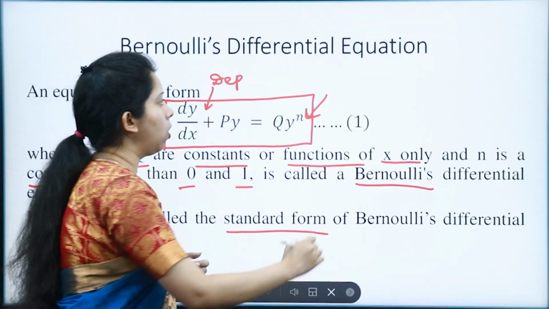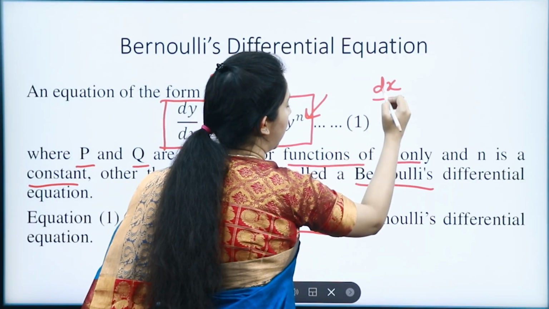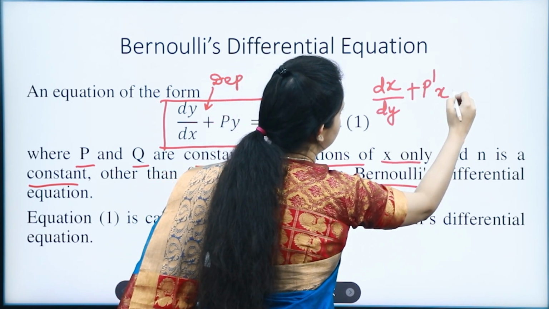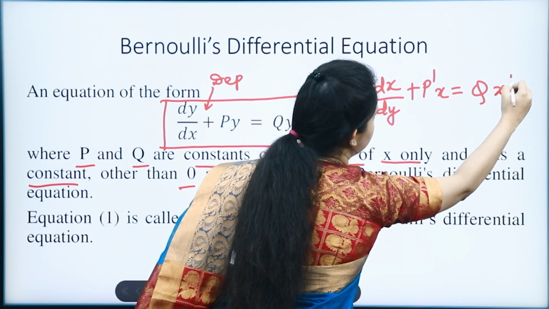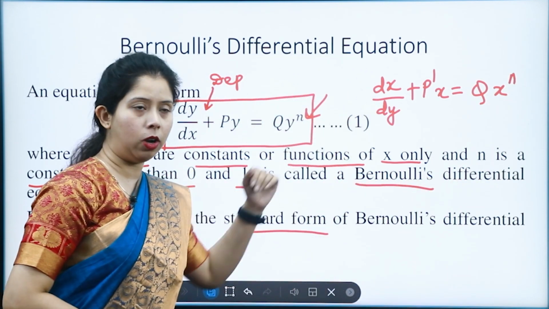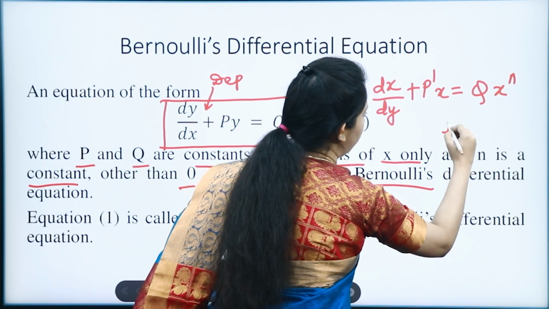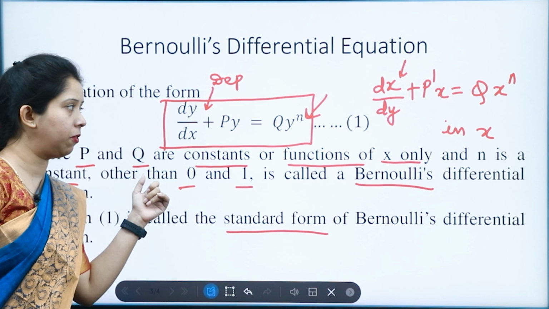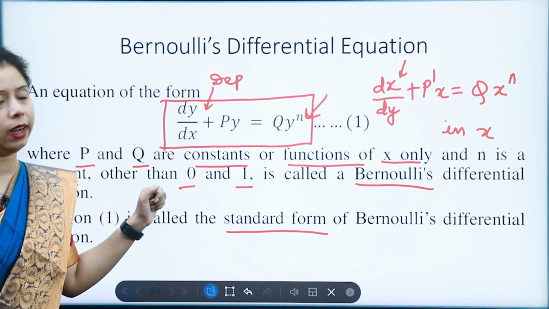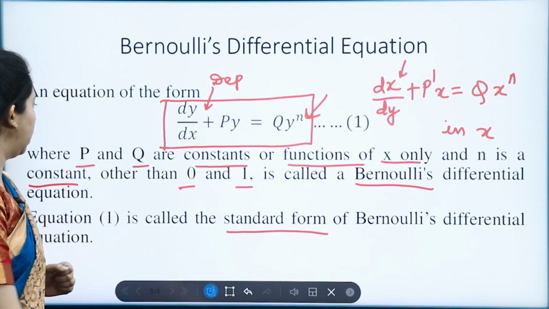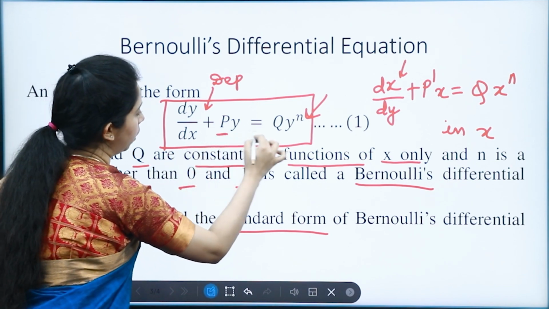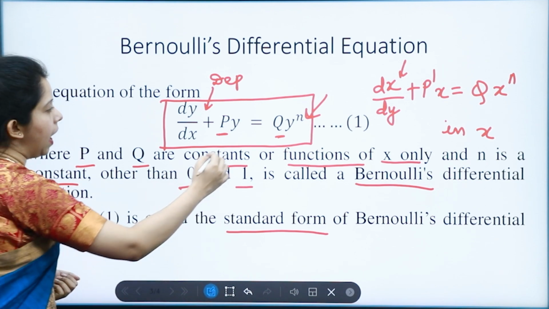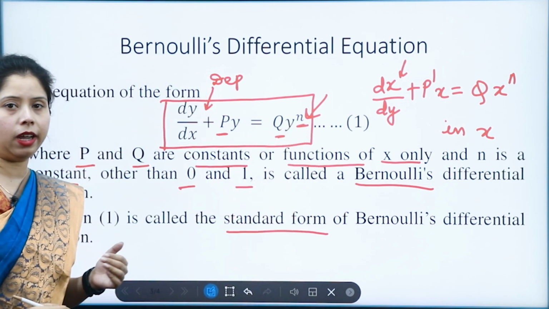Similarly, we have another Bernoulli differential equation in x, given by dx/dy + p'x = q x^n. This is Bernoulli differential equation in x, where x is the dependent variable, and the first one is Bernoulli differential equation in y, because here y is the dependent variable. Here p and q are either constants or functions of x, whereas n has three cases.